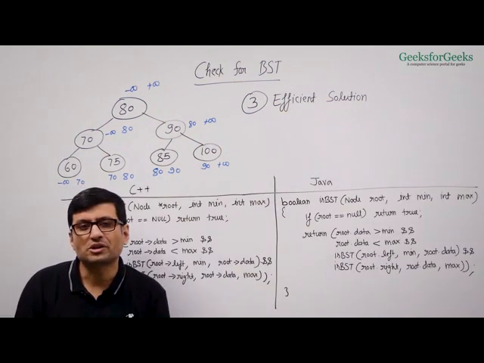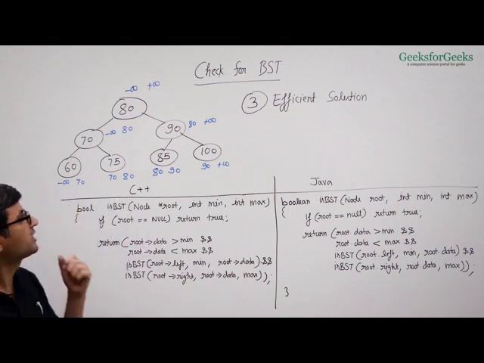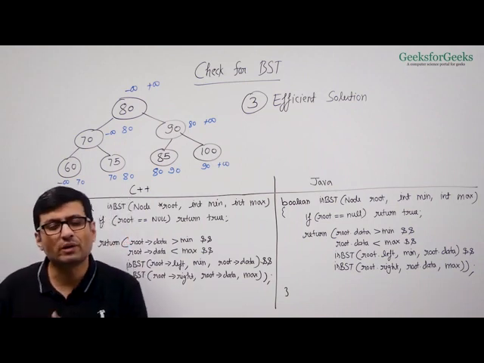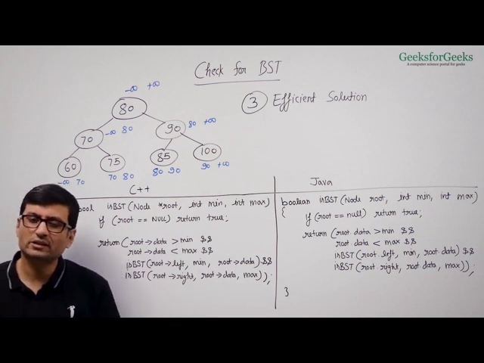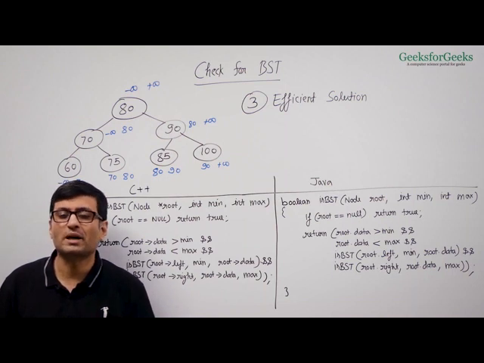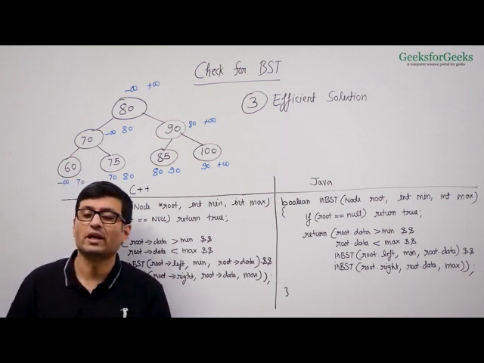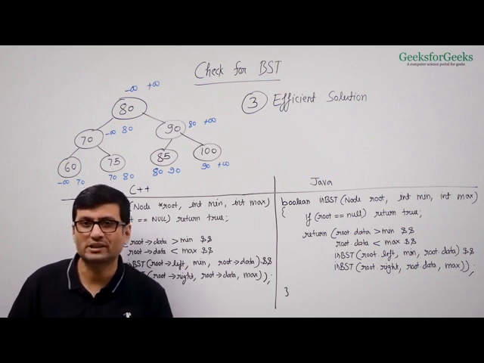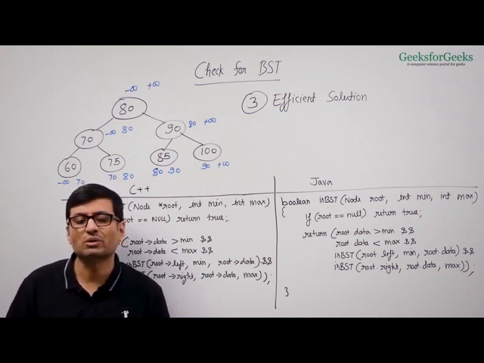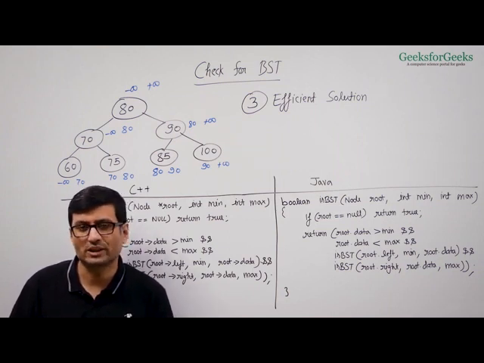Let us now talk about C++ and Java implementations. So the idea is simple. We pass two parameters, min and max, to the function. When you are calling for root, you will pass min as INT_MIN and max as INT_MAX in C++. In Java, you will pass min as Integer.MIN_VALUE and max as Integer.MAX_VALUE.